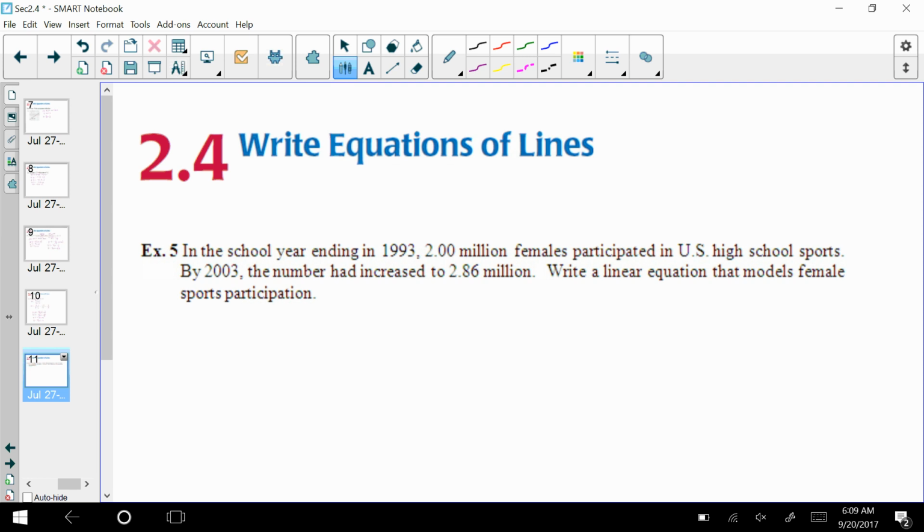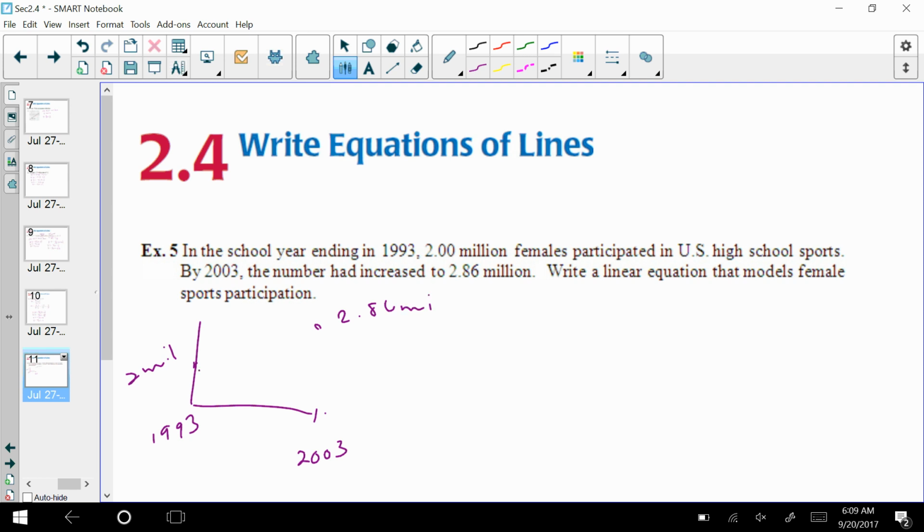So for this one, I would start just by drawing a graph, just so you can visualize. This is 1993. This is 2003. This is where we started at 2 million, 2 million females in high school sports in the US. And then by 2003, it went up to 2.86 million.